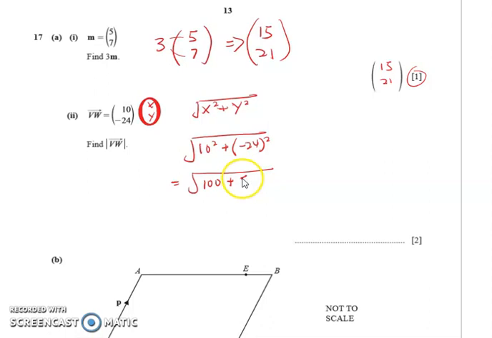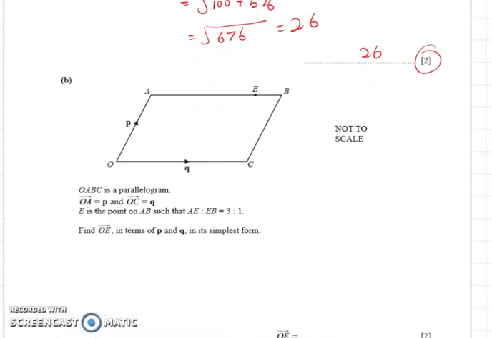we got 576, and you total up here, you are getting 676, and then the square root of 676 you are getting here is 26. Okay, 26 is your answer. You got that 2 marks, and we will proceed with B.